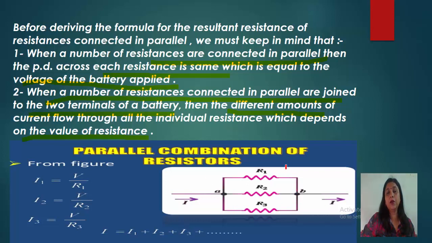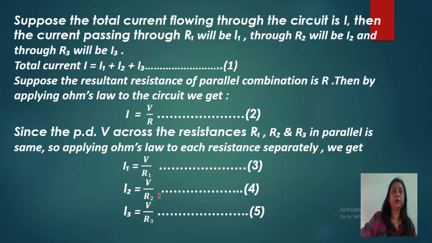This is the circuit diagram from which we are going to calculate the resultant resistance of the parallel combination of resistors. Now suppose the total current flowing through the circuit is I. Then the current passing through R1 will be I1, through R2 will be I2, and through R3 will be I3. And the total current in the circuit will be I equal to I1 plus I2 plus I3. Suppose the resultant resistance of the parallel combination is R. Then by applying Ohm's law to the circuit, we get I equal to V upon R.